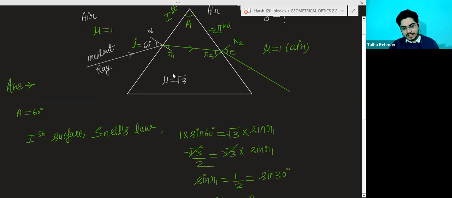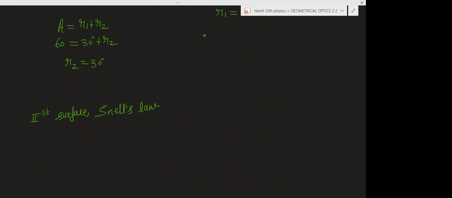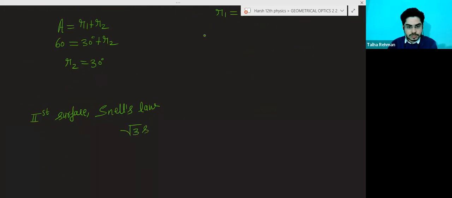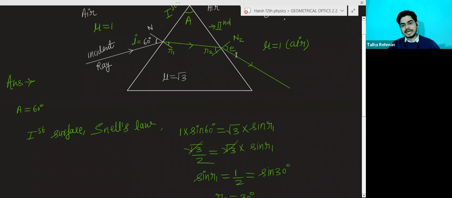So I will write the refractive index of this medium multiplied by sine of angle with normal, that is sine R2. Means root 3 into sine R2. Root 3 into sine of R2 is equal to refractive index of another medium, that is 1 into sine E.